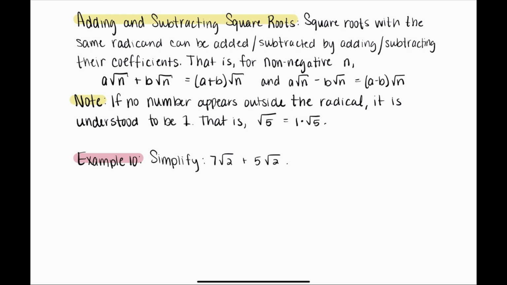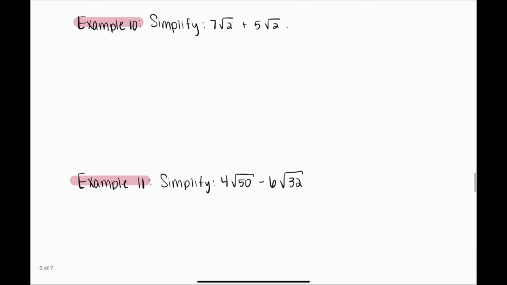Now, let's go ahead and solve example 10, which asks us to find the value of 7 times the square root of 2 plus 5 times the square root of 2. According to what we just discussed, we can simply add the coefficients, which are 7 and 5, and then multiply by the square root of 2. This gives us 12 times the square root of 2.